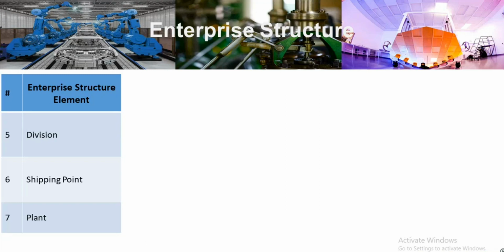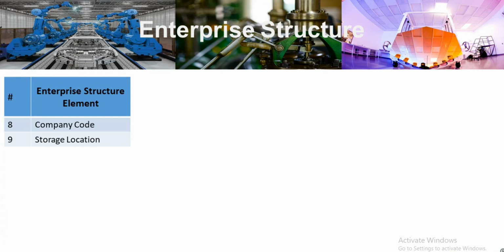And next we will move on to the plant. A plant is a physical location where we do the process of manufacturing finished goods. For example, in a manufacturing company, we will manufacture the goods or finished product at the plant level, and we will store them in the plant itself also.